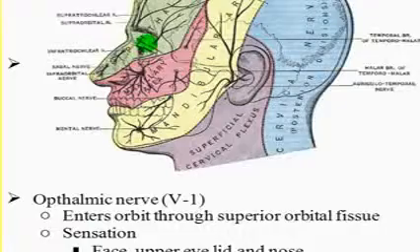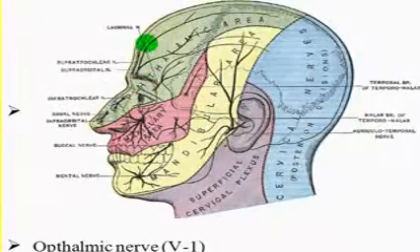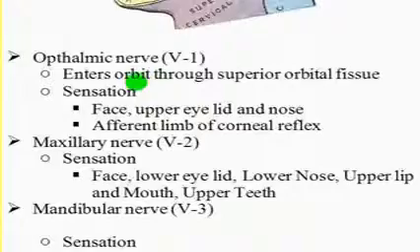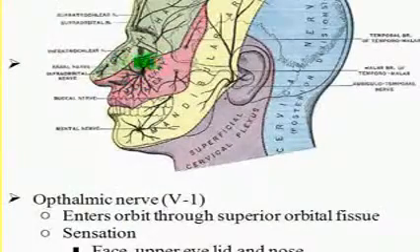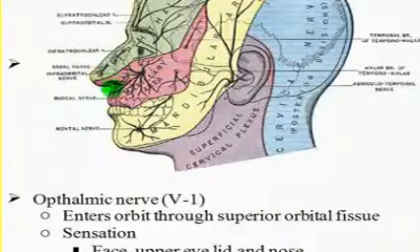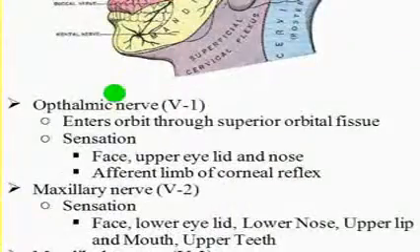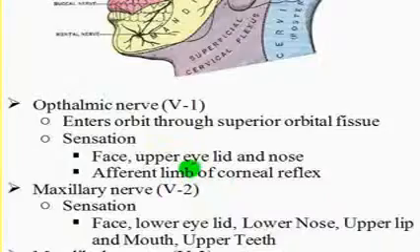The maxillary nerve, V2, is going to be involved with sensation also. It's going to be the lower eyelid. So V2 is lower eyelid, lower nose, and then upper lip. Upper mouth and upper teeth are all V2.